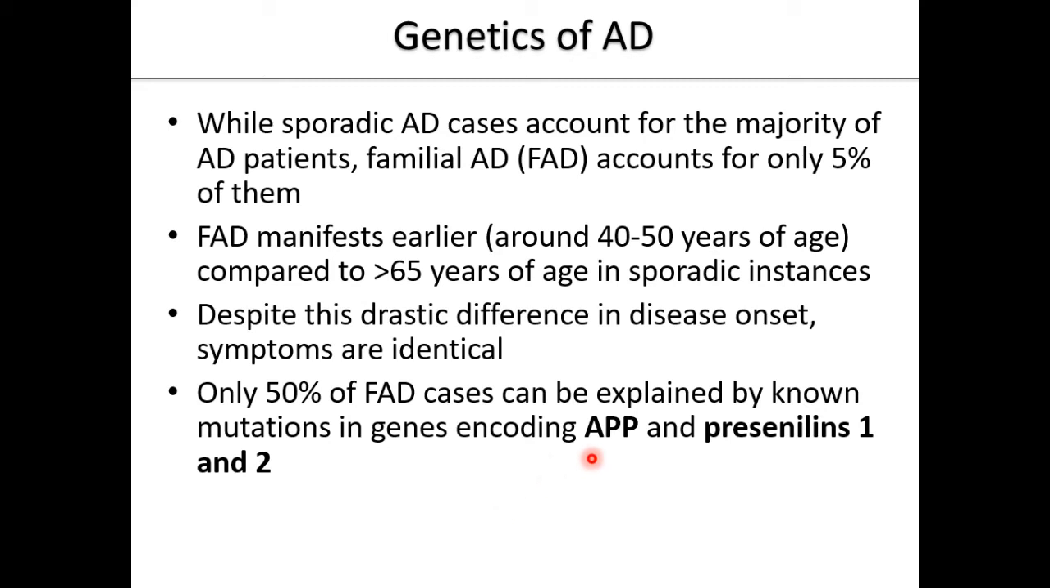So sporadic Alzheimer's disease, or sporadic AD, where we can't account for what causes this, actually accounts for the majority of Alzheimer's disease patients. We don't know the cause. You go in, you get a neurologist who diagnoses you with, you might have Alzheimer's, you might have this, you might have that, but you probably have Alzheimer's. That's a sporadic form. The familial forms of Alzheimer's disease only account for about 5%. It's the minority.